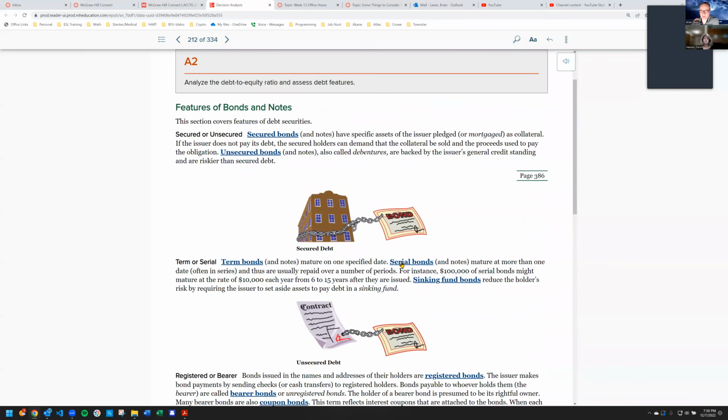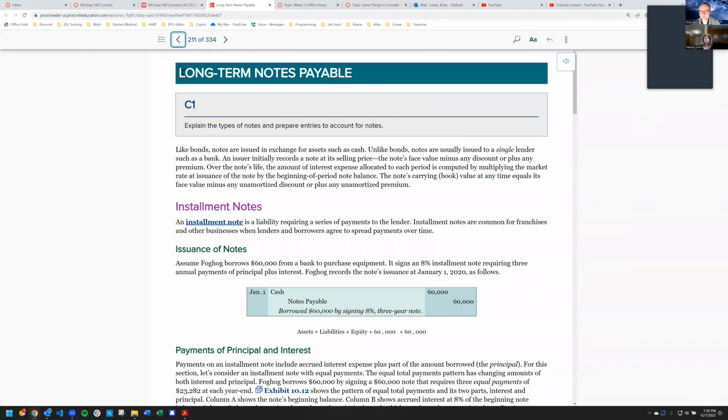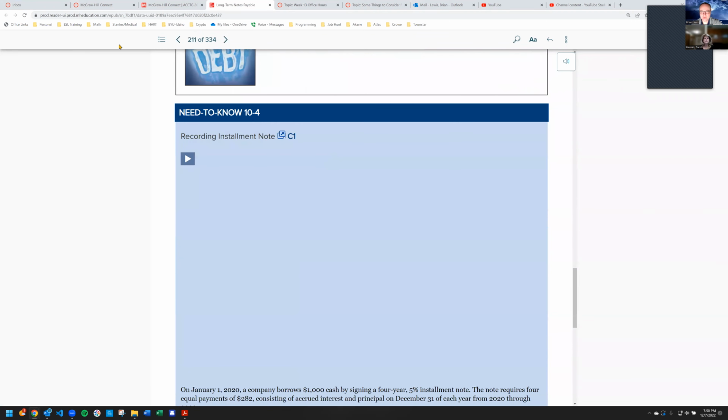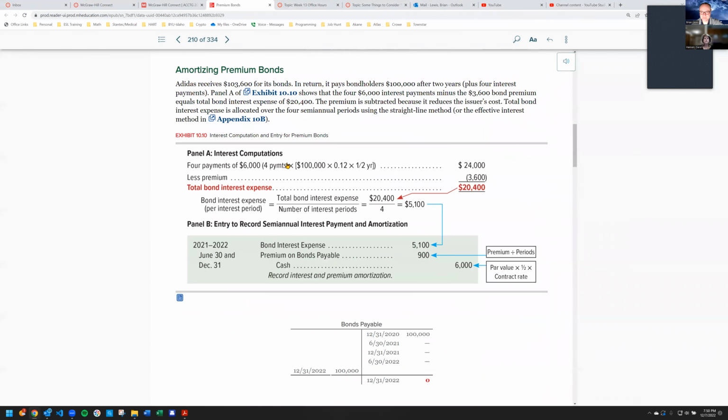So did they even deal with the after tax on here? Installment payment, mortgage notes. No, they did not deal with issuing bonds at a premium, straight line. They did not deal with the tax consequences. Issuing at a discount, straight line, no tax. I doubt there's going to be a tax issue in here.